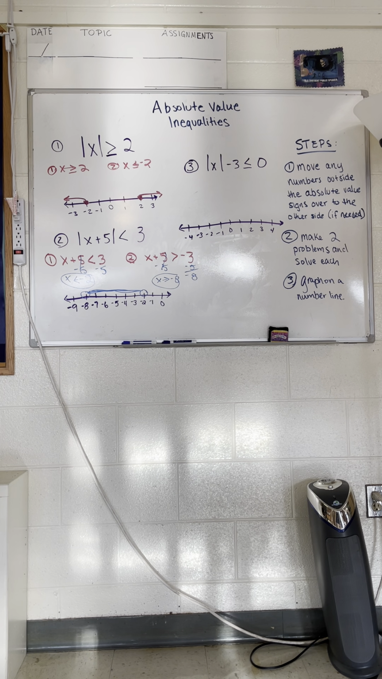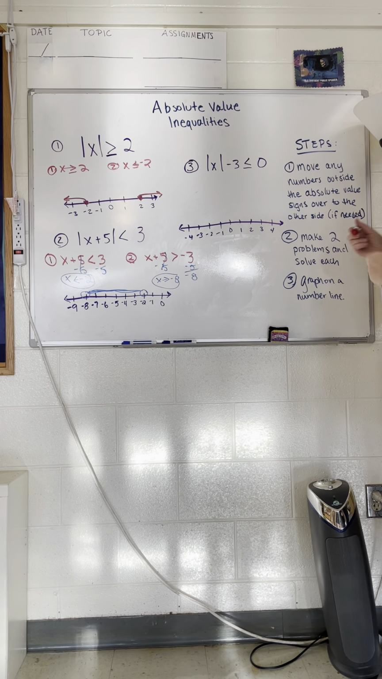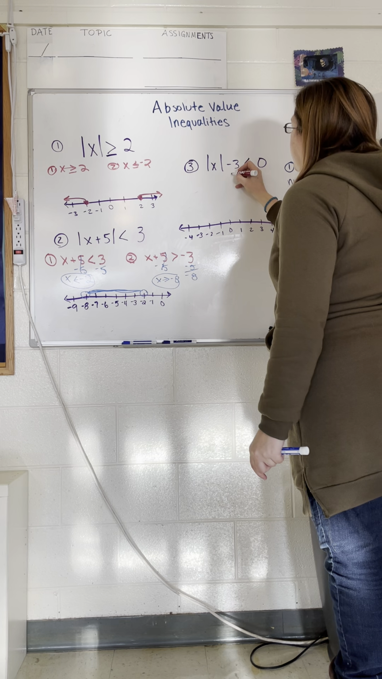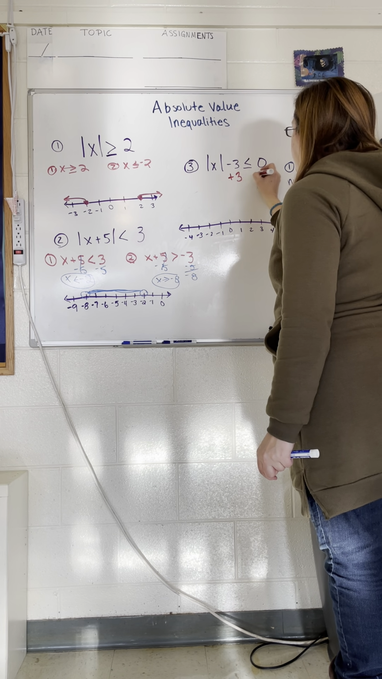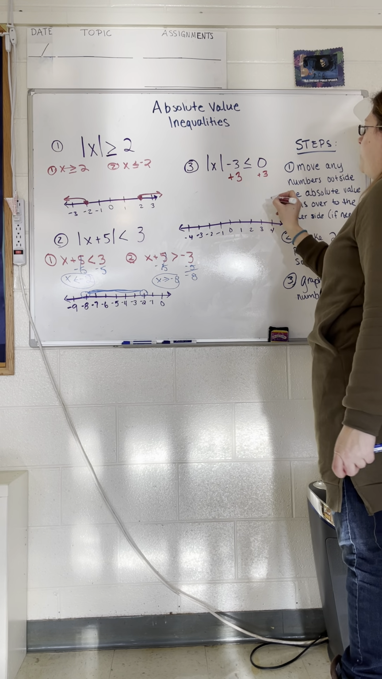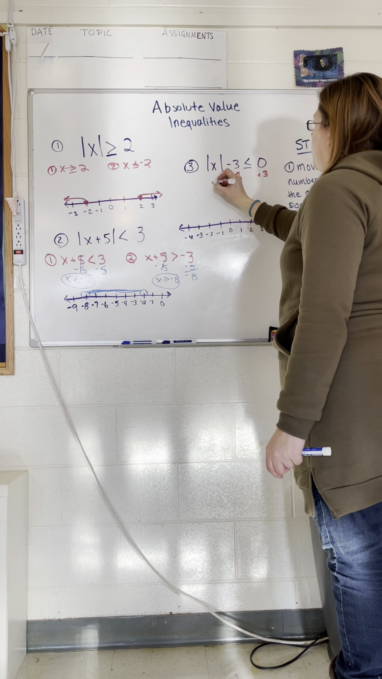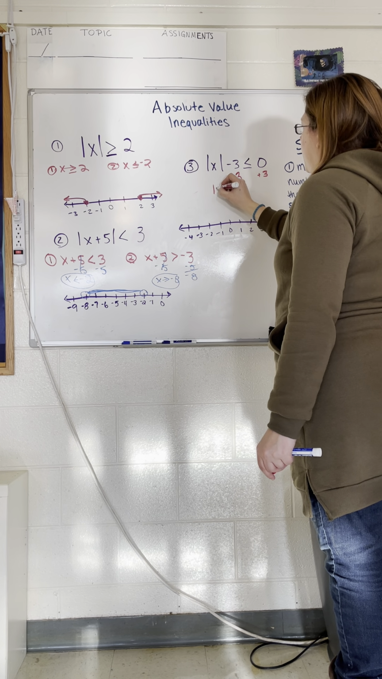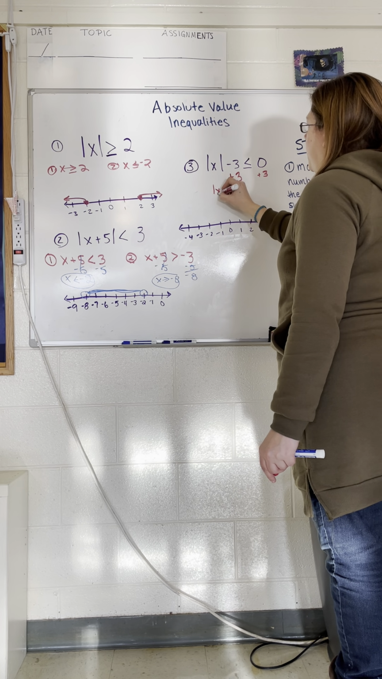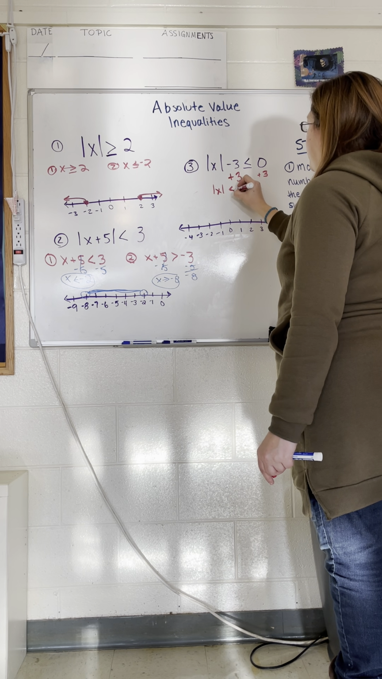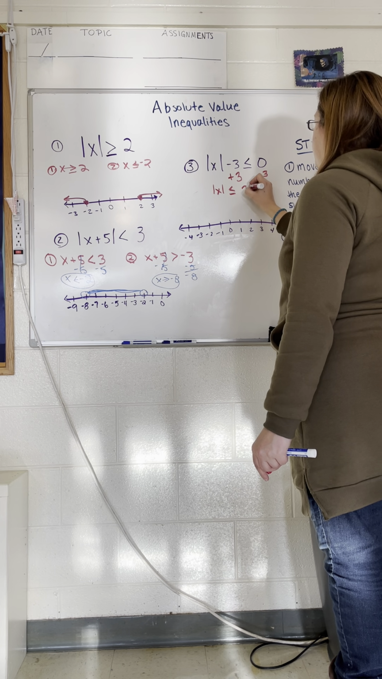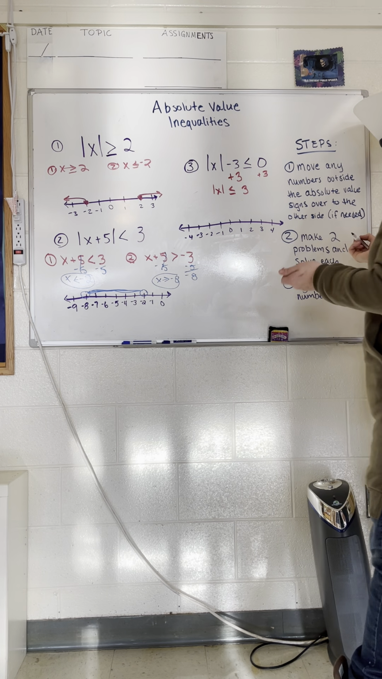And again, our first step is to move anything that's outside of the inequality sign over to the right. So the first thing we need to do before we make 2 problems here is go ahead and add 3 to both sides because it's -3. And then I end up with a new absolute value inequality: the absolute value of x is less than or equal to +3. Now I can make 2 problems.